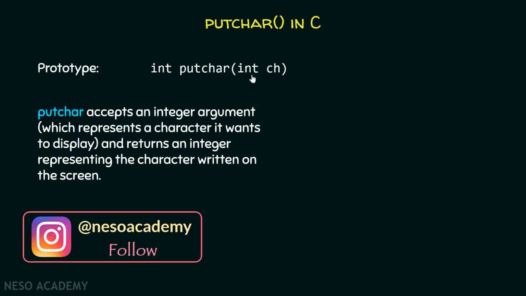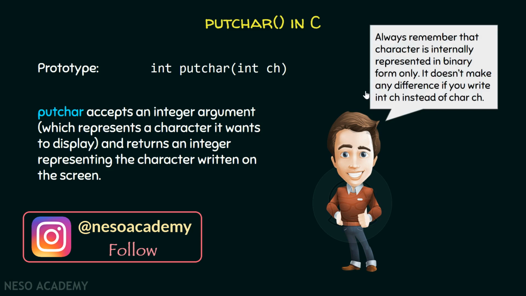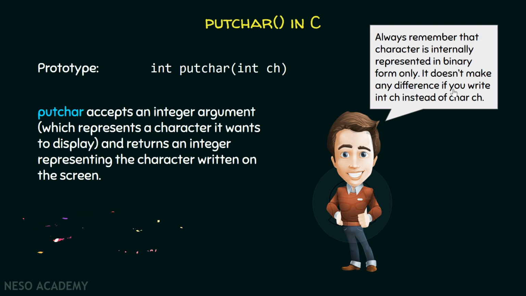But why are we writing int here as well as int here? Why can we not simply write char here and char here? We should always remember that a character is internally represented in binary form only. It doesn't make any difference if you write int ch instead of char ch. If we write char here, there is no problem. But the prototype says there should be an int here and an int here, although it doesn't make any difference. Why doesn't it make any difference?